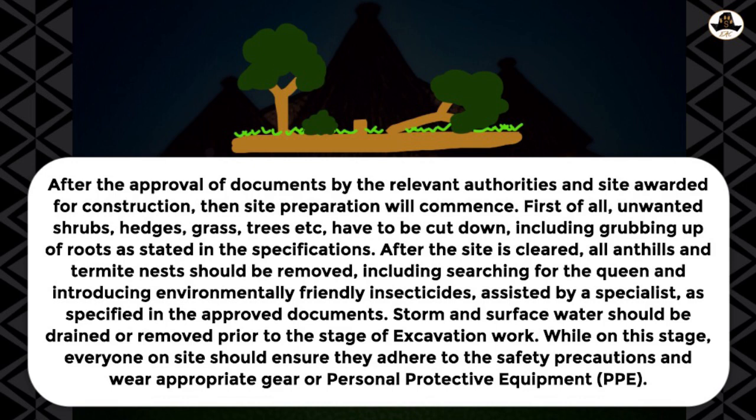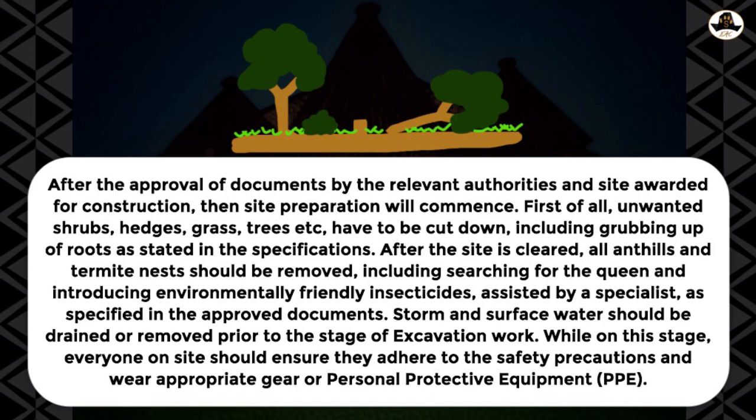As specified in the approved documents, storm and surface water should be drained and removed prior to the stage of excavation work. For the foundation, we're going to be dealing with what we call strip footing, which is concrete. We call it the strip foundation. It does not want any presence of water in the trenches. So from the start, we just have to avoid water at all costs.